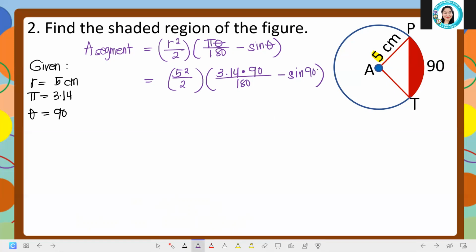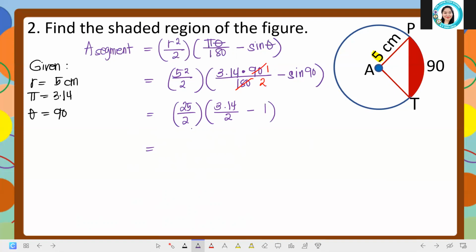Substitute na natin yung mismong measure ng angle. We have here 25 divided by 2 times 3.14. Ito muna. Cancel out natin to because they are both divisible by 90. Gamit tayo ng ibang color ng pen. Cancel this out. They are both divisible by 90. This is 1, this is 2. So we have 3.14 divided by 2 minus sine theta. Just click sine, then put the measure of the angle, and that is equal to 1.